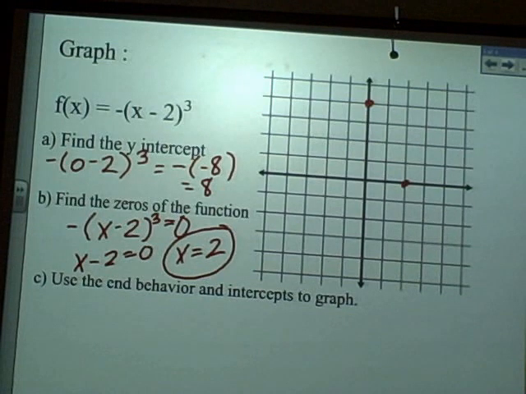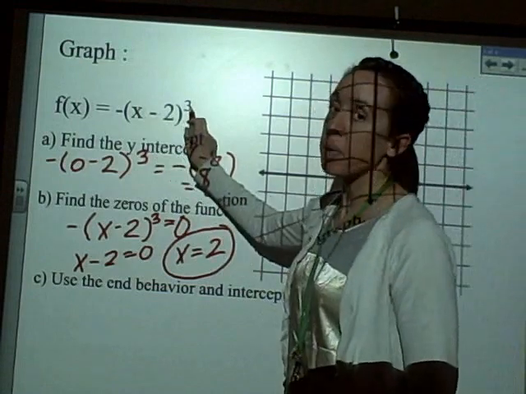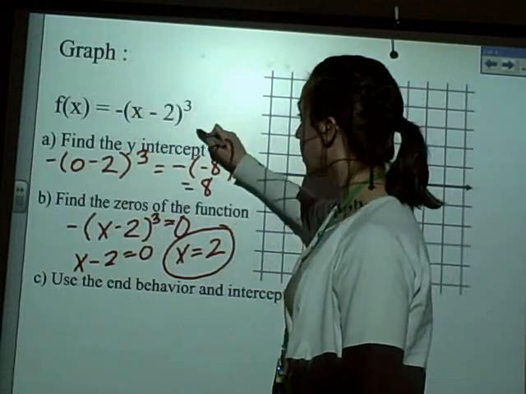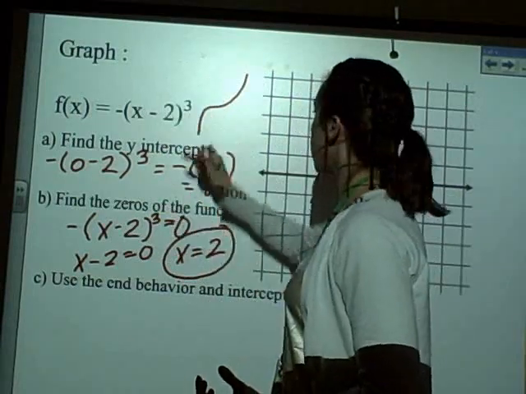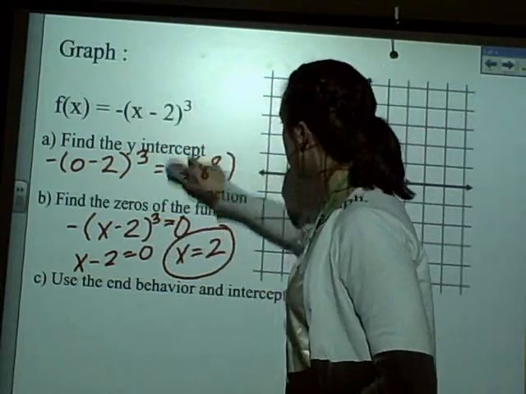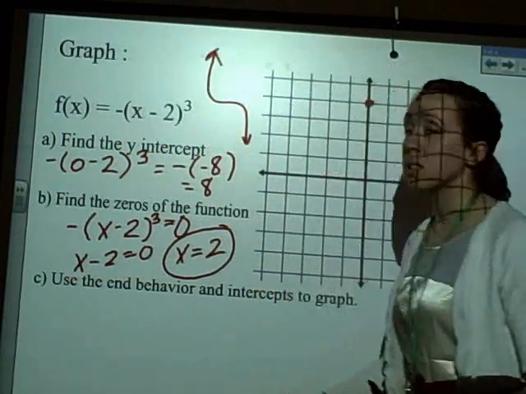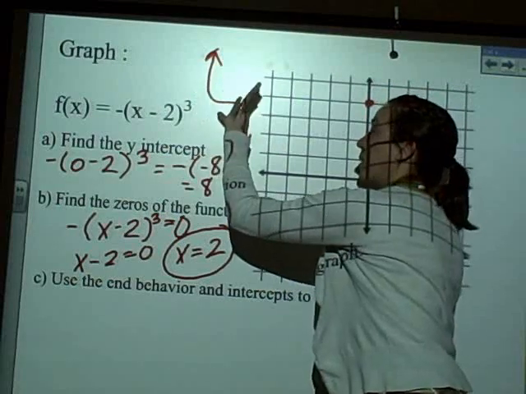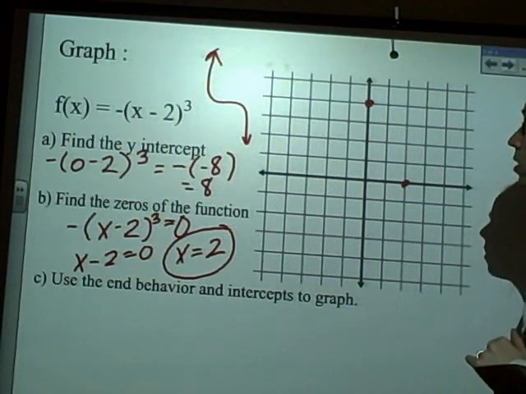Now, I want to use the end behavior to figure out what my graph is going to look like. I'm going to notice that I still have an odd power, but now it's a negative. So instead of facing like this, my function is going to flip. It's going to go the other way. It's going to face like this. So what you guys need to know is this is a negative form of a cubic. You flip it to get the positive form of the cubic. You're going to be so good at end behavior by the time we're done here.